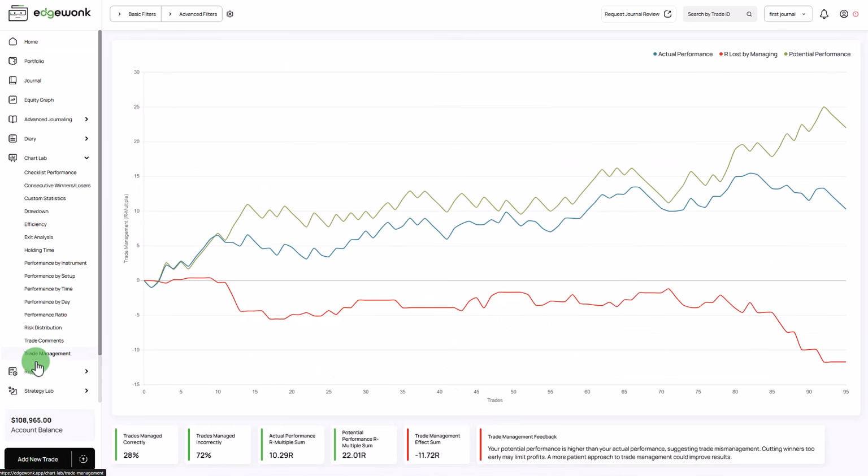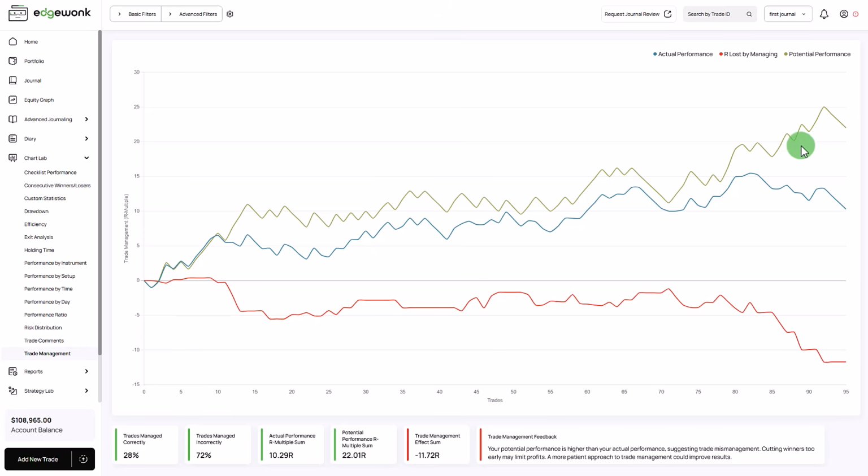So we can see in the trade management graph, the actual performance as shown here at the bottom, 10.29, potential performance 22. And the difference between those two is 11.72. You can see we have a red negative trade management feedback box here. And this is showing you that there is some problem in your trading and you are somehow mismanaging your trades. And in most cases, it means cutting winners too soon and letting losses run too long.